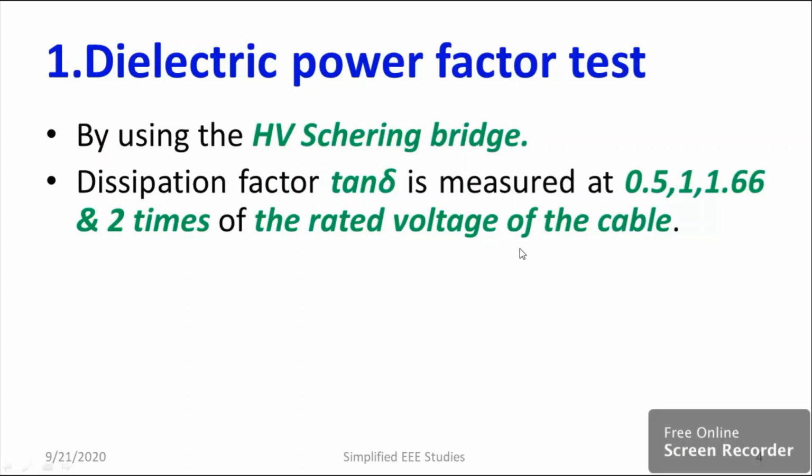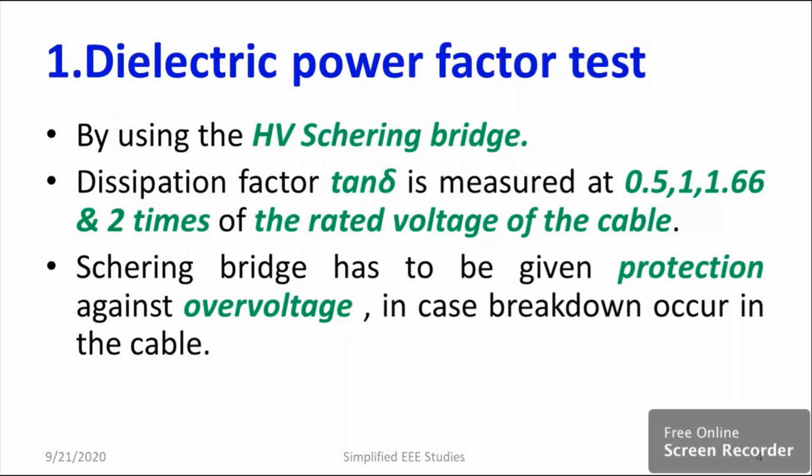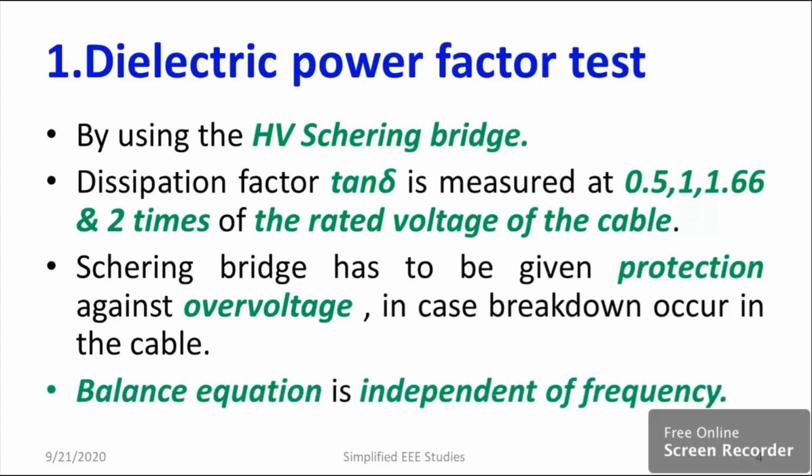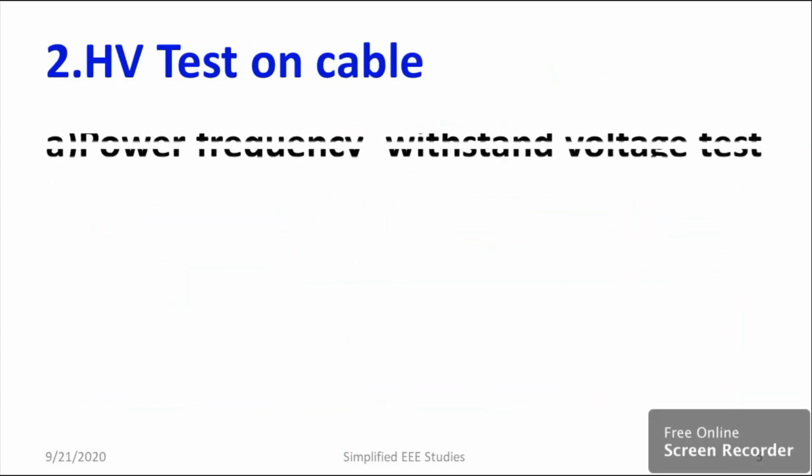That we are going to check. In each case you will be noting down the value of tan delta. How much dielectric loss takes place, that you are going to measure for every case. Then the Schering bridge has to be given a protection shield against over voltage. That is required. Otherwise breakdown will occur in the cable. So those precautions have to be made ready. Similarly, one of the main advantages of the Schering bridge is that the balance equation is totally independent of frequency. So we can minimize errors in measurement. So that's a peculiarity of the dielectric power factor test.